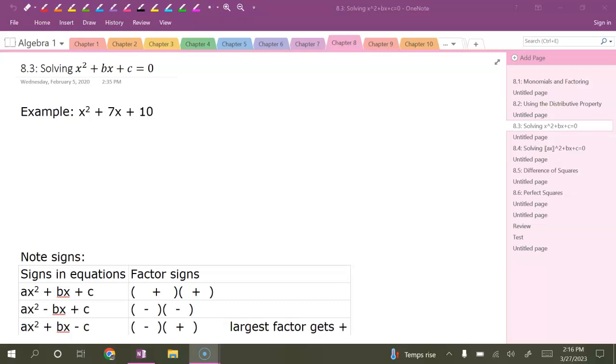Chapter 8, Section 3 is going to be getting us into the beginning of factoring. Specifically in this section, we're going to talk about the factoring case where you have an equation that's written in the quadratic form because you have an x squared, but the number in front of x squared is just a 1. In a future section, we'll talk about what do you do if you have to factor something where there isn't a 1 in front of that x squared term.